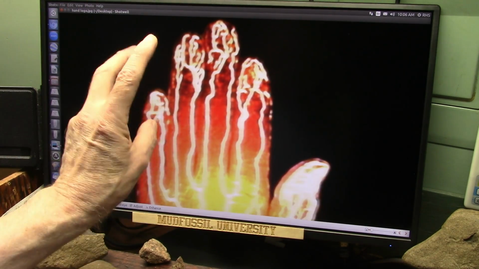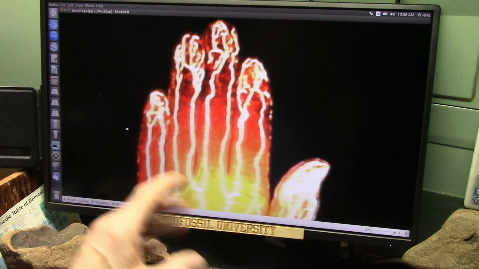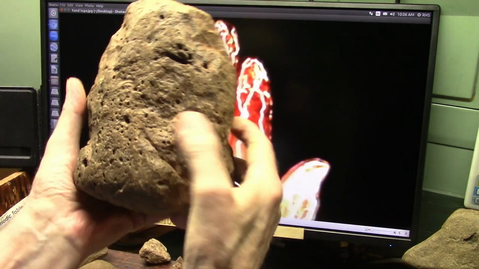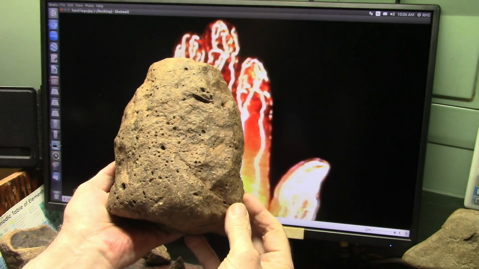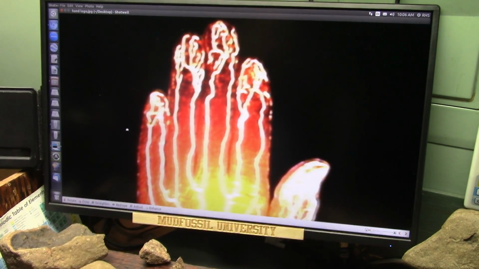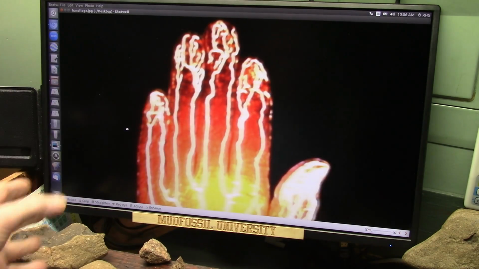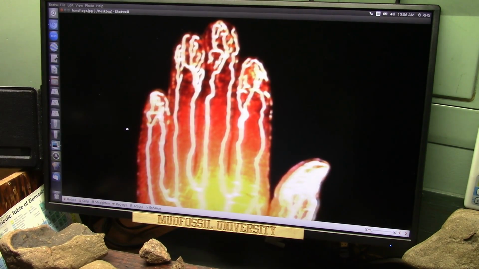I had 2 DNA tests done. Both were from fingertips. This one here, and another one much larger than this. And both of them came out human DNA. And then I had also this. Here it is.